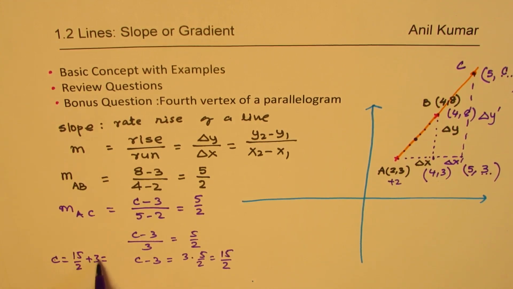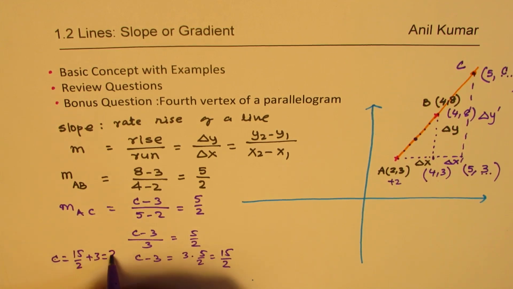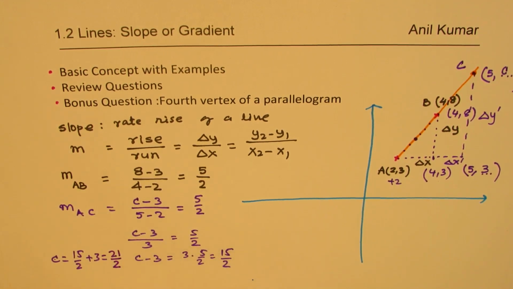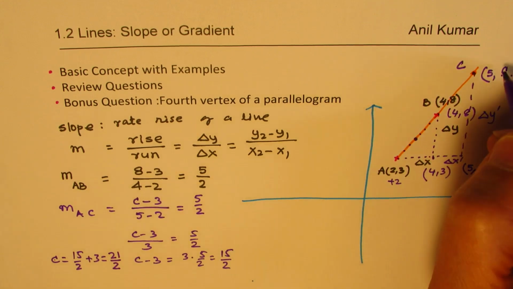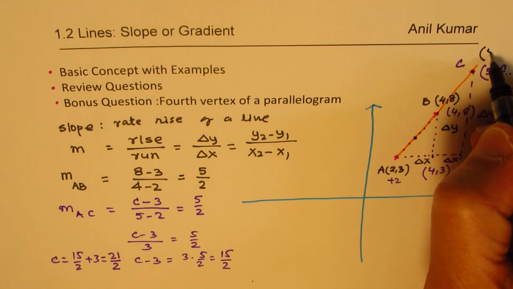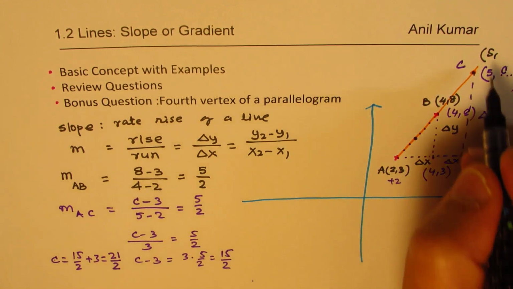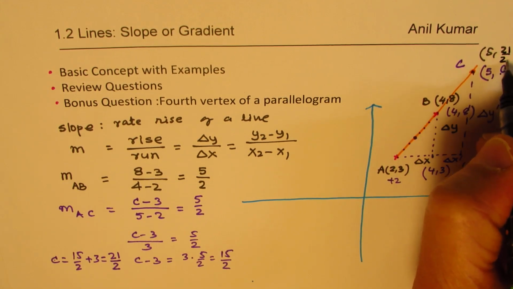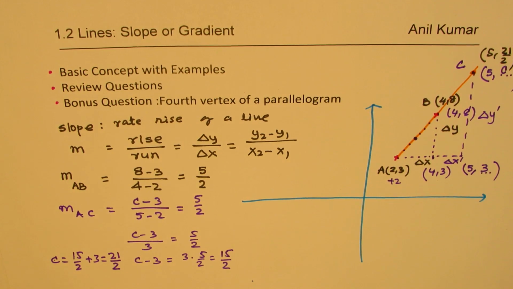Well, 3 times 2 is 6. 6 plus 15 is 21 over 2. Does that make sense to you? So this point c, we found that x should be 5 and the y value is 21 over 2. Kind of complicated to begin with, but that's where we are heading.